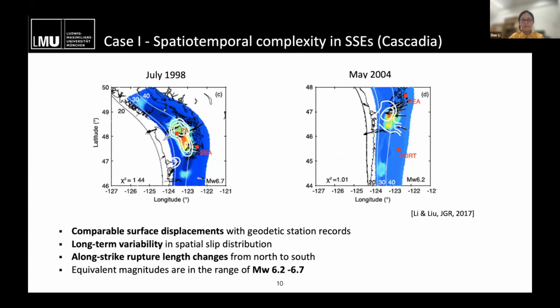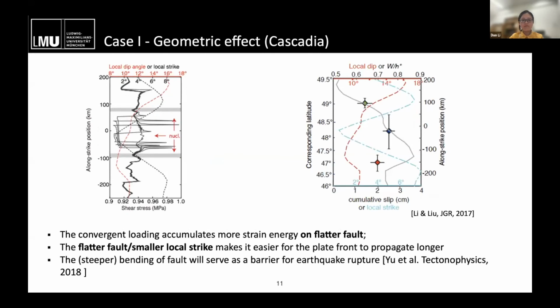So we then investigate how the change of this source characteristic in different episodes is related to our 3D curved fault model. In this figure, we plot the shear traction variation along strike at the 35 kilometer depth.